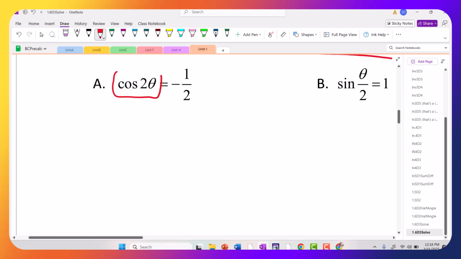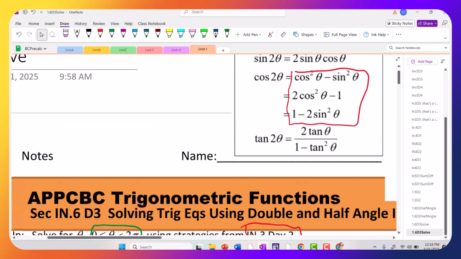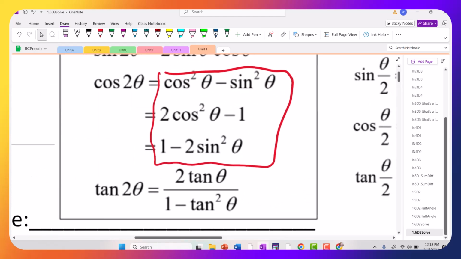This first one, how many options do I have? How many options? 3. Why do I have those options?